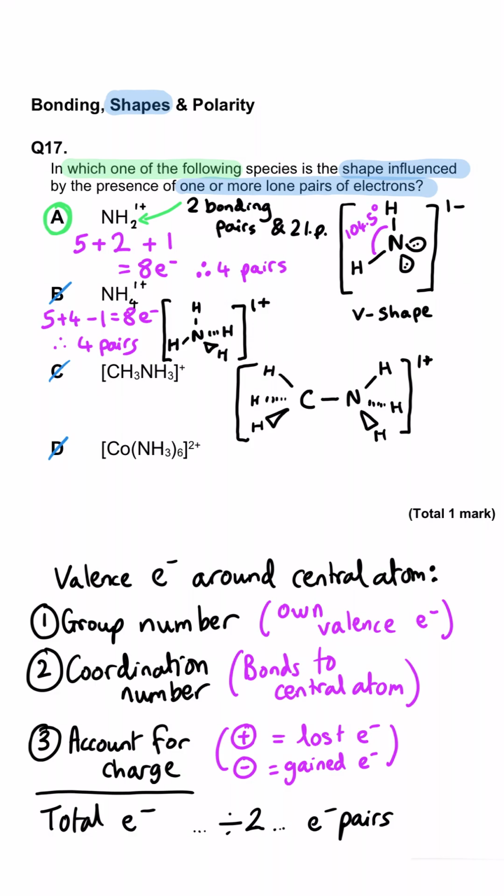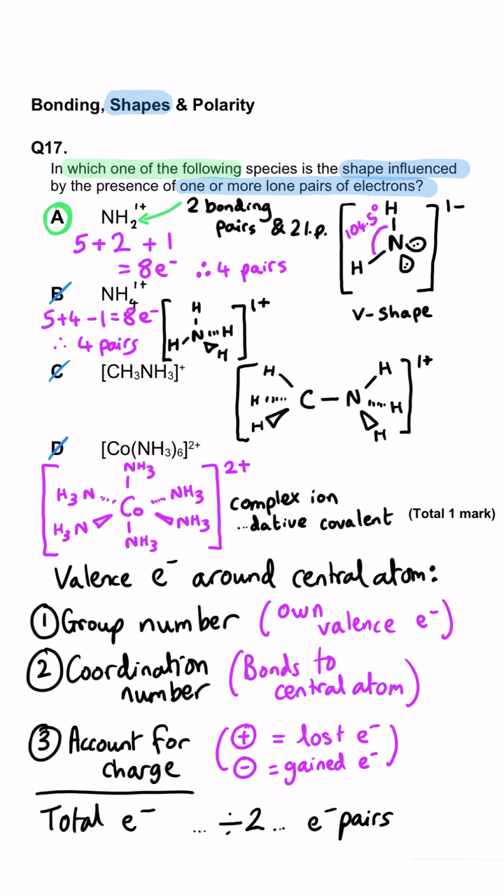CH3NH3+ is also going to be tetrahedral around each of the atoms of carbon and of nitrogen. And then the last one is cobalt with 6 ammonia around it. That's actually going to be 6 dative covalent bonds around the cobalt atom, and so overall we're going to have an ion. This is called a complex ion, but again, no lone pairs around the cobalt influencing that shape, it's just octahedral. So A was the correct answer.